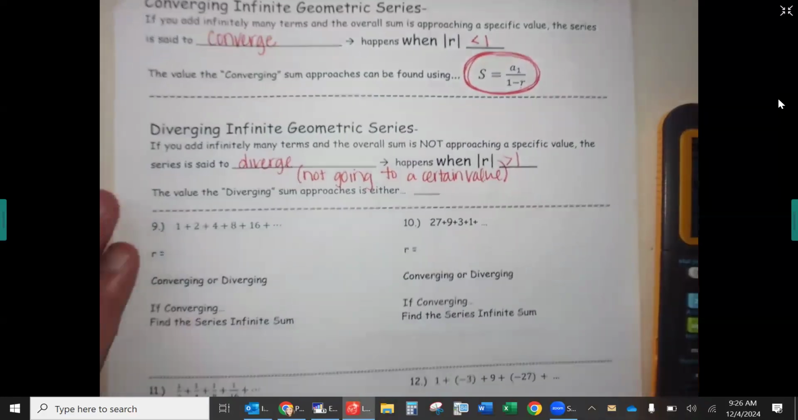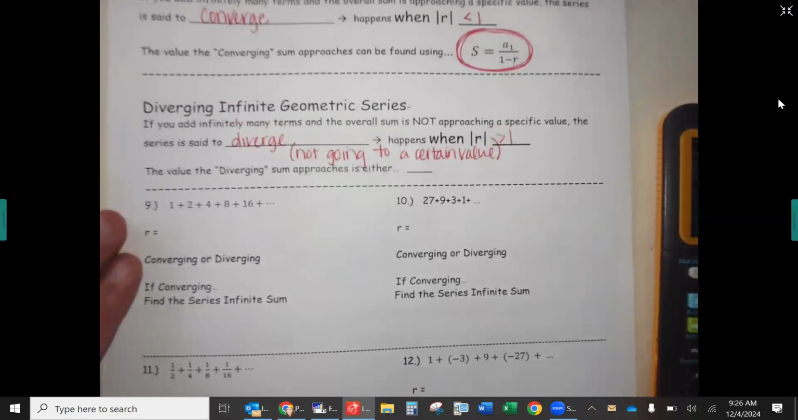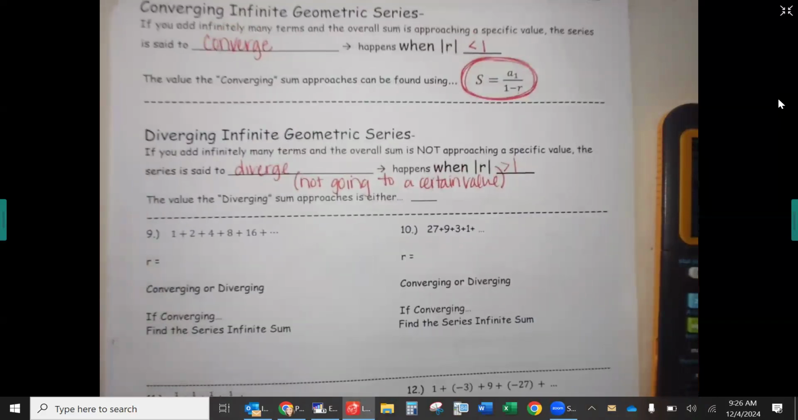So here's what I mean by that. Take a look at number 9. First question we need to decide is it converging or diverging? Converging means that as you add up all the numbers, they're getting closer and closer to a certain value. Diverging means it's just going to infinity.